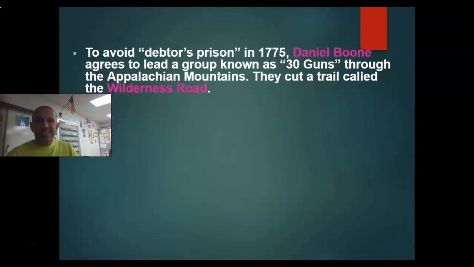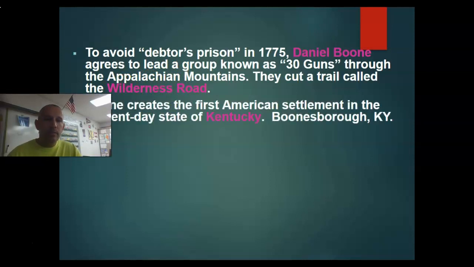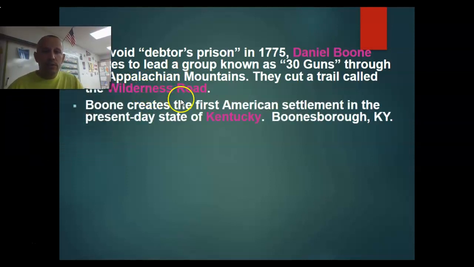To avoid debtor's prison in 1775, a guy named Daniel Boone agrees to lead a group known as the 30 Guns. Basically think of these as like 30 really big, strong frontiersmen. And they decide to cut through the Appalachian Mountains, and they cut a trail called the Wilderness Road. That Wilderness Road is going to take settlers into what is present-day Kentucky, and he creates the first settlement there called Boonesboro.